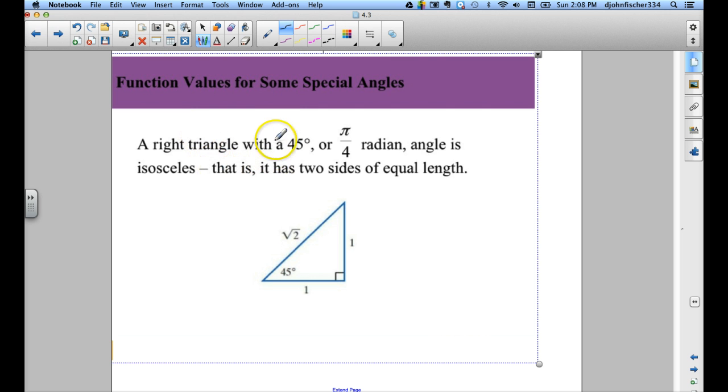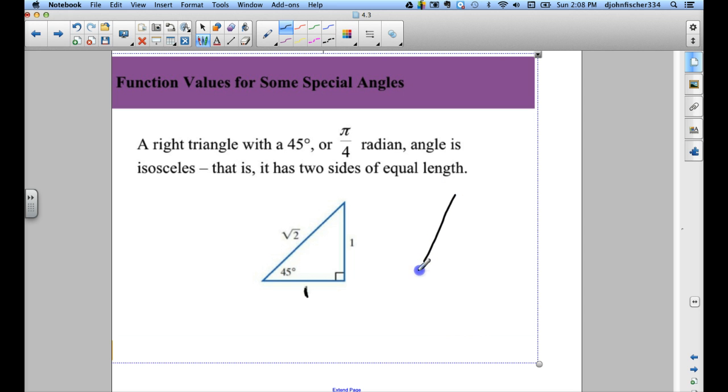Now, a right triangle with a 45 degree, or pi over 4 radians, angle is isosceles. That is, it has 2 sides of equal length. So if we know the sides are 1 and 1, we know the hypotenuse is square root of 2. So on a 45, 45, 90, the sides we're going to deal with the majority of the time are 1, 1, square root of 2. Remember, the size of the triangle doesn't matter. If this was 2, 2, this would be 2 square root of 2. If this was 3, 3, it'd be 3 square root of 2. So this is the basic triangle.